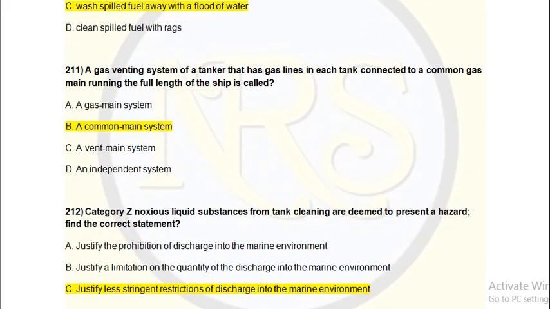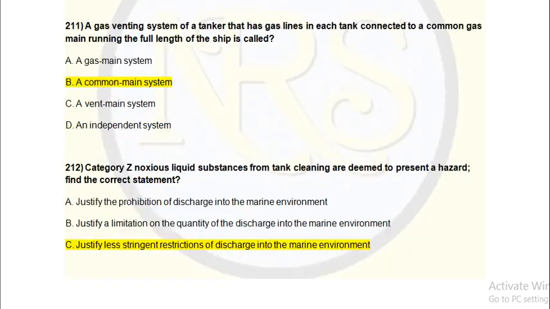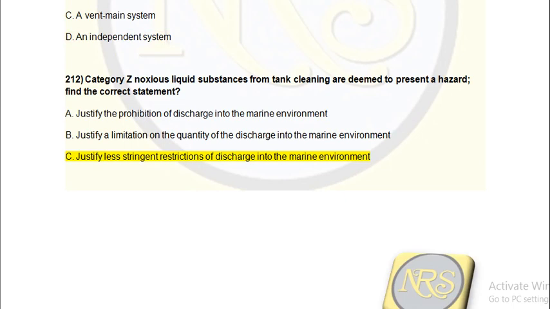Question number 211. A gas venting system of a tanker that has gas lines in each tank connected to a common gas main running the full length of the ship is called option A, gas main system, option B, a common main system, option C, a vent main system, option D, an independent system. The correct answer is option B, a common main system, for question number 211.